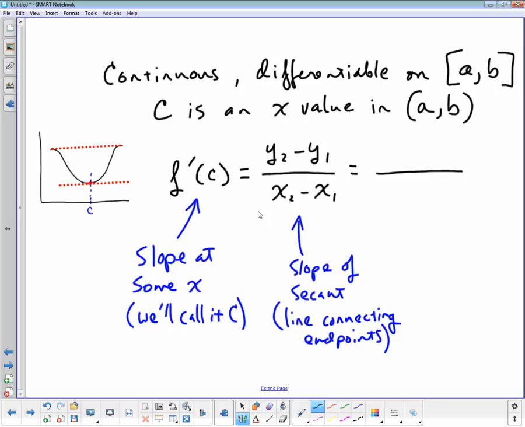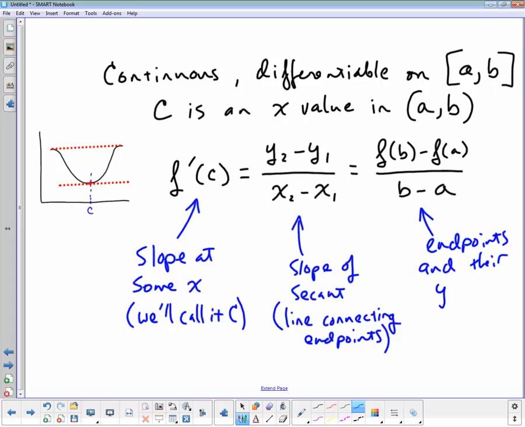And written out in more of a formalized fashion, those are the endpoints. So it's still the slope formula on that interval. Okay? That's what the mean value theorem talks about. Right? Now that's the differential formula.